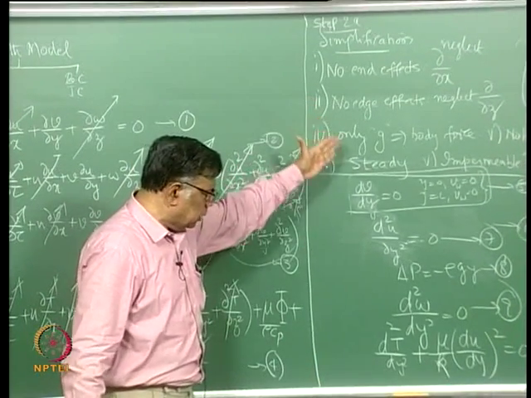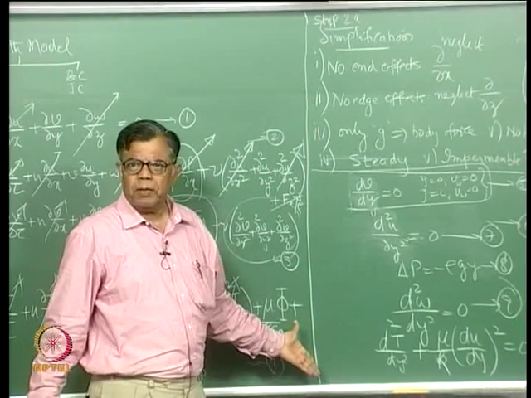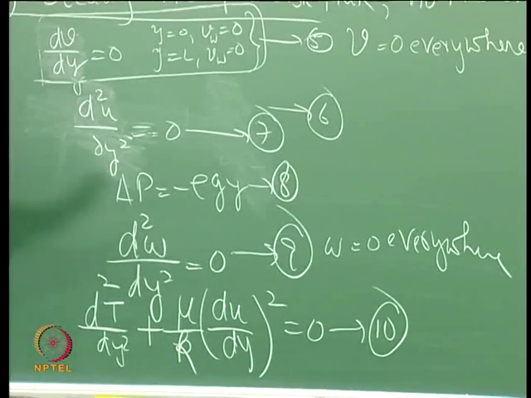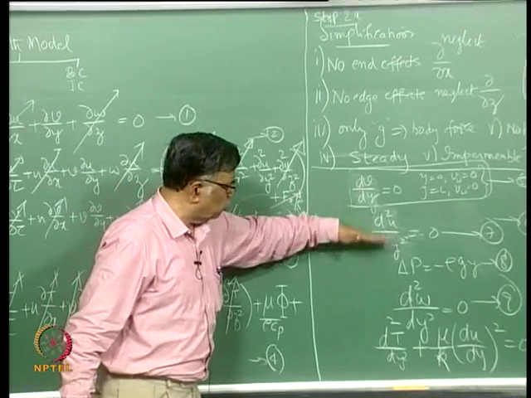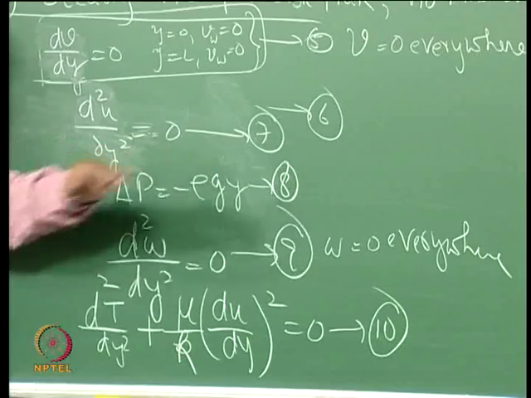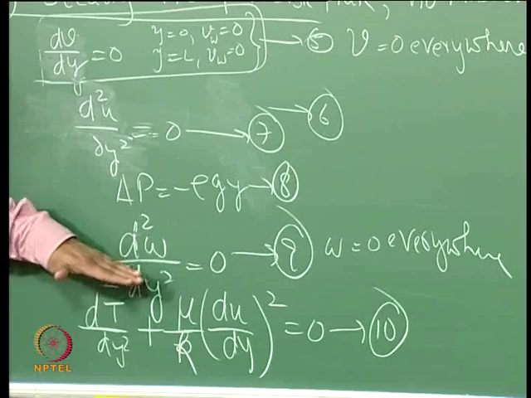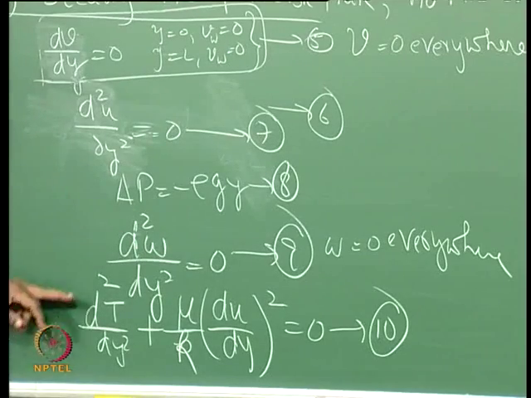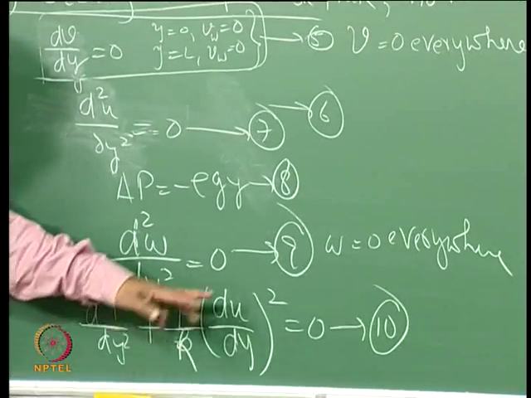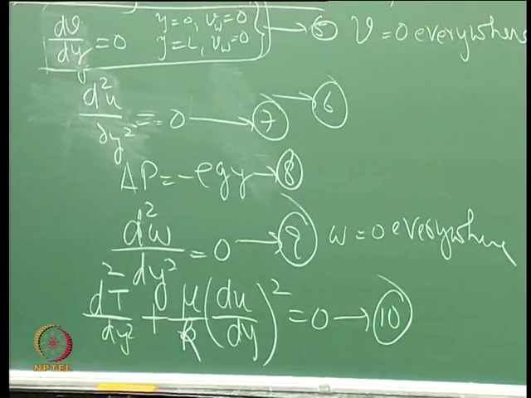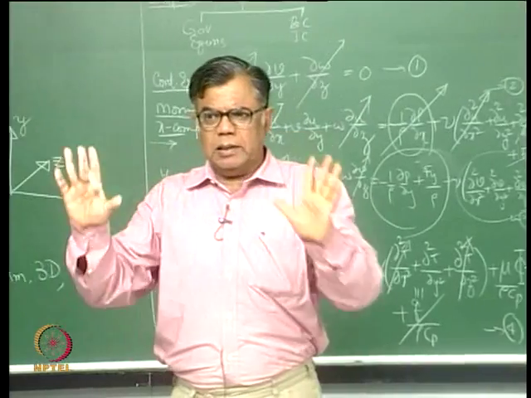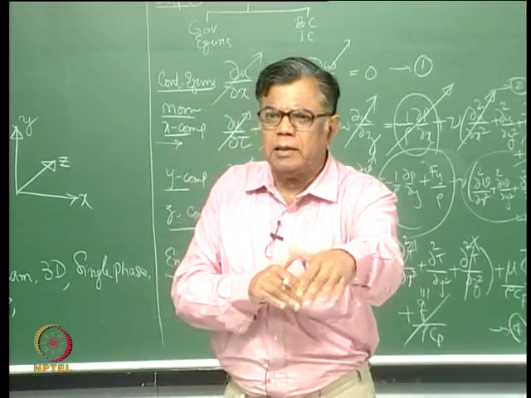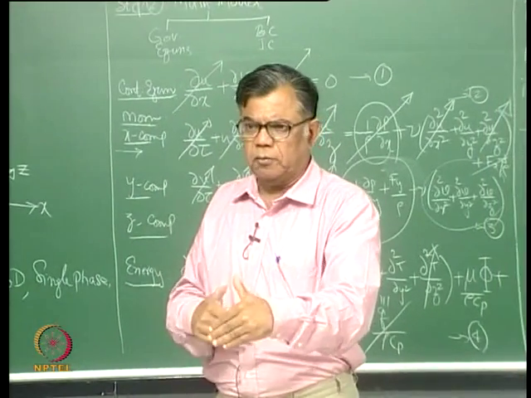You will see that all the derivatives are only functions of y. Therefore, instead of partial derivatives, you can simply make them into ODEs. So, you have d²v/dy² equal to 0, d²u/dy² equal to 0. This is the solution already. d²w/dy² equal to 0, d²T/dy² + (μ/k)(du/dy)² equal to 0. We never made any other assumption with viscous dissipation. I have maintained that term. It is very important. From that, you will get a lot.